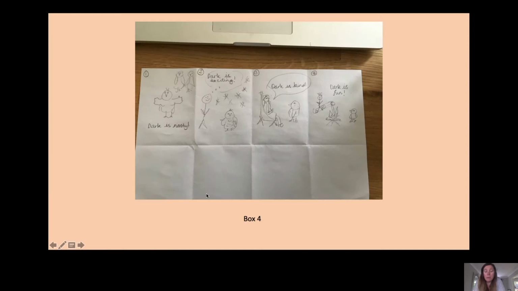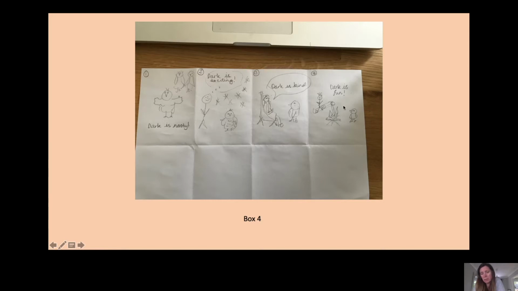Box 4. Oh my goodness, box 4. The next night, he spots from his tree through the leaves another boy sitting on a log who's guarding a campfire there, look. And he comes down and he says, do you like the dark? And the boy says, dark is fun. We're going to make cocoa and sing around this campfire tonight.